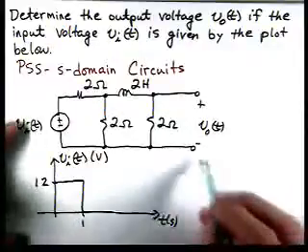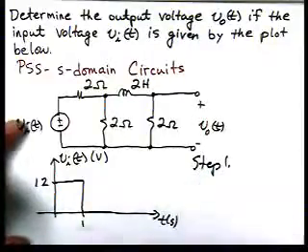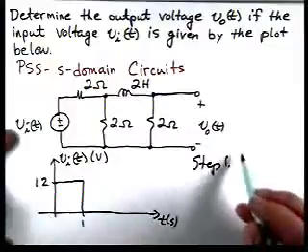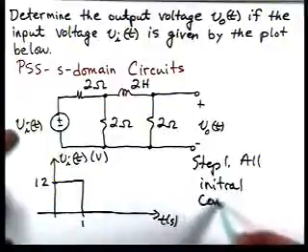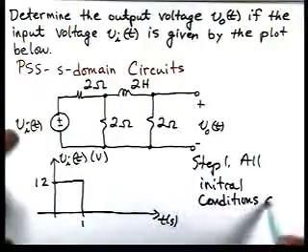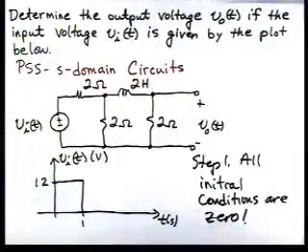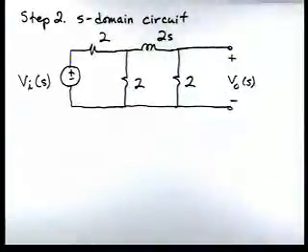If we look at our problem-solving strategy, step 1 says determine the initial conditions, and if we look at our plot, the voltage source has a value of 0, so all initial conditions are 0. So we don't have any initial conditions. The second step says draw the S-domain circuit. Here's our S-domain circuit.